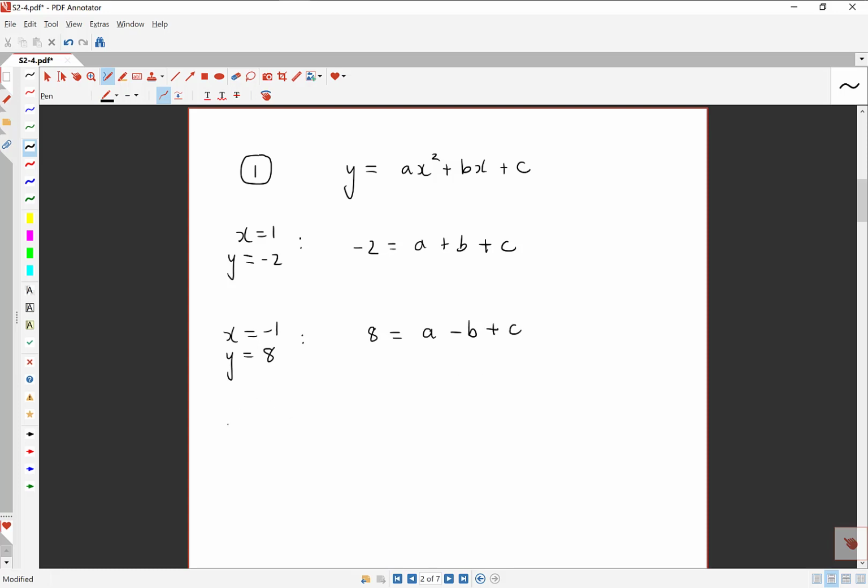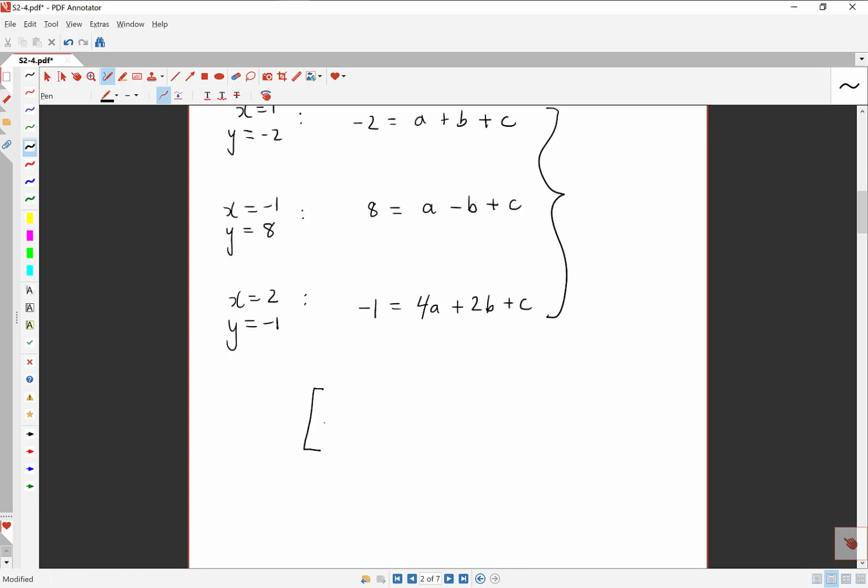And then third equation is going to come from x equals 2, y equals negative 1. So subbing that in, we'd have negative 1 equals, well, when we square the 2, we're going to get 4. So it'd be 4a plus 2b plus c. So there we go. We've got our 3 equations involving a, b, and c. So let's put those into a matrix.